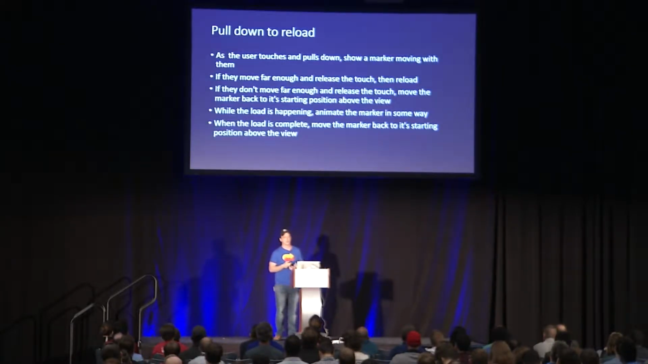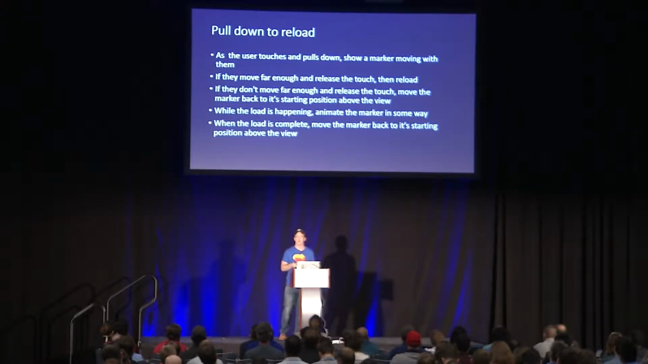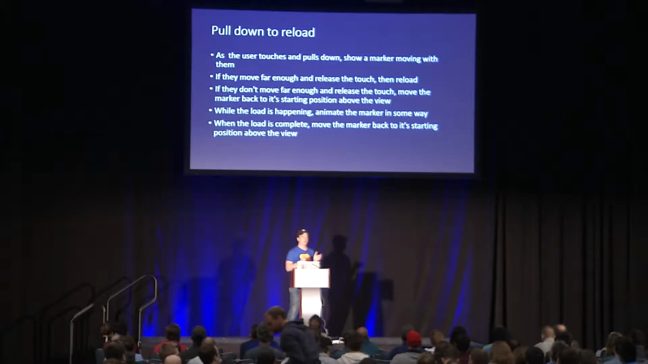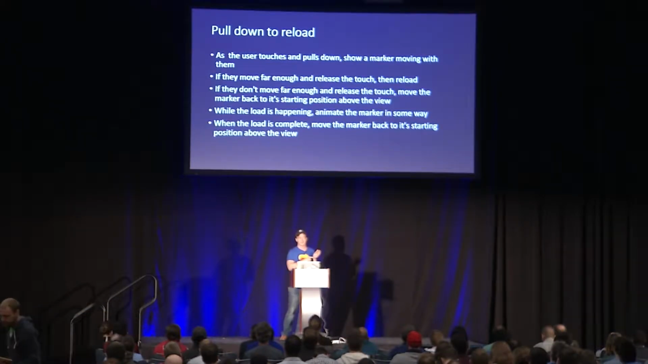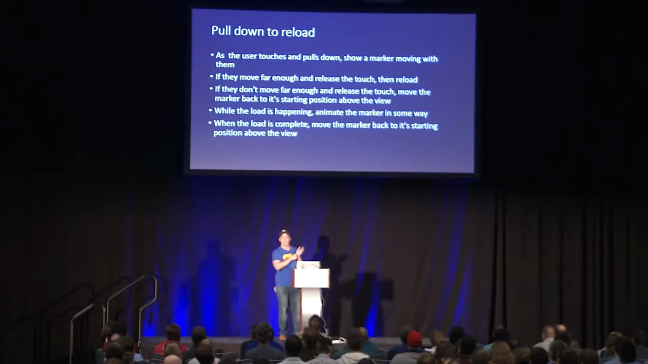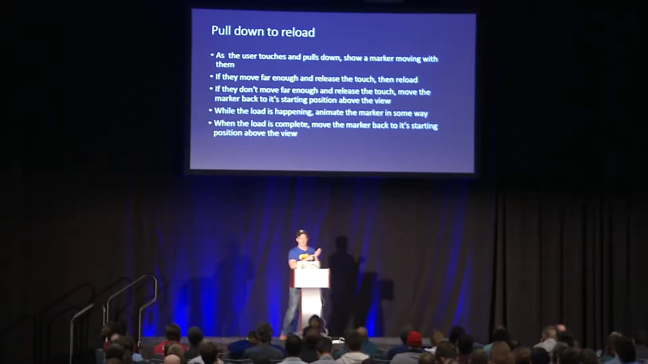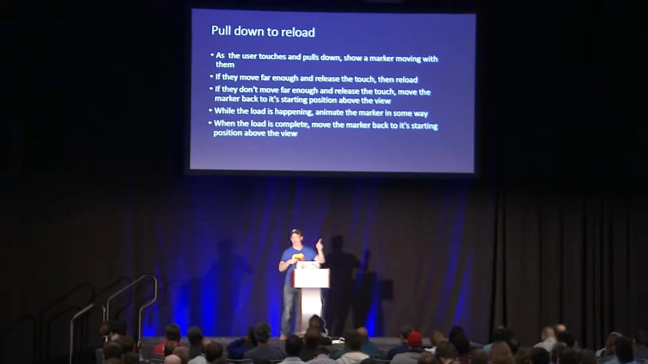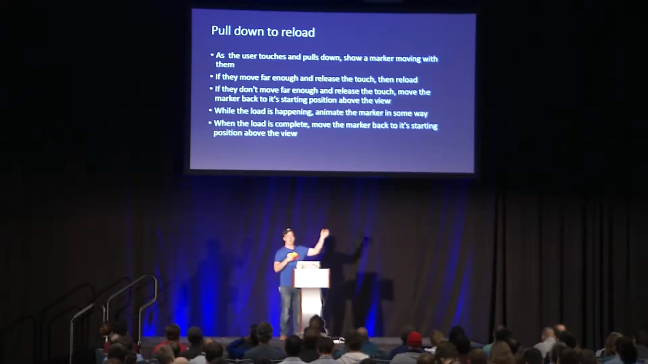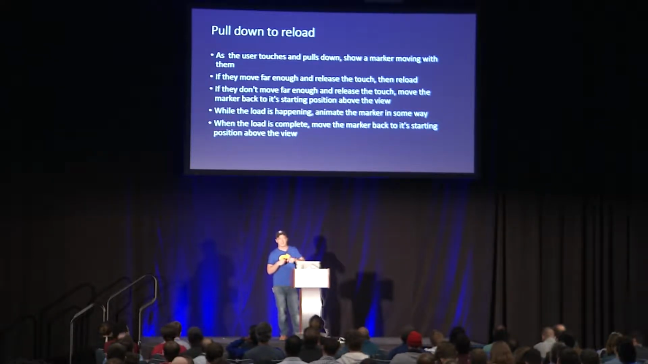So pull down to reload, the reason why it's complicated, if you think about all the things that this involves. So what we're saying is when the user touches and pulls down, so there's actually 2 events there. You've got a touch start, you've got touch movements, right? As they're touching and pull down, we want to show a marker next to where their finger is, roughly speaking, and it's got to move along with them, all right? So that's one part. If they move far enough in release, then we want to trigger a load and start animating that marker. If they don't move far enough and they let go, then we want to have that marker animate back to where it came from. And in the event that they are loading something and that spinner's going, when that load is finished, we want to then animate it back to where it came from. So there's a lot more involved with this.